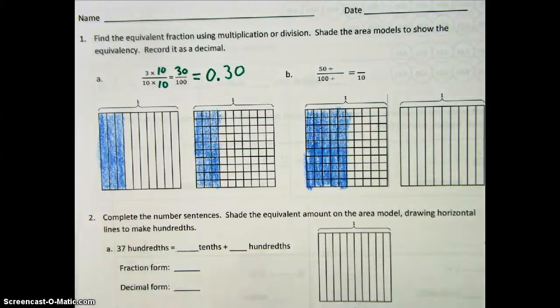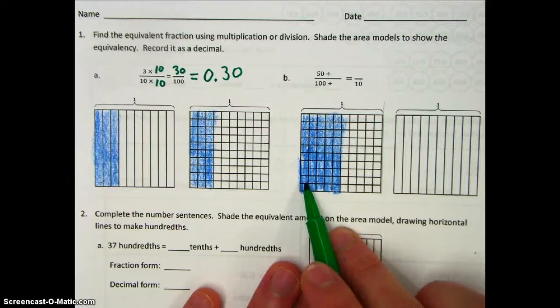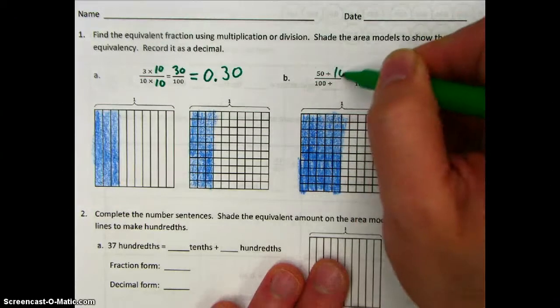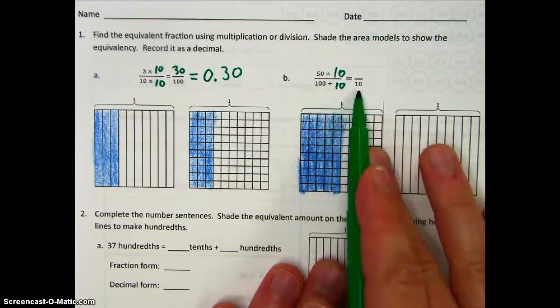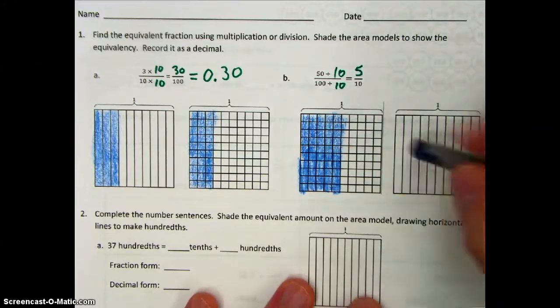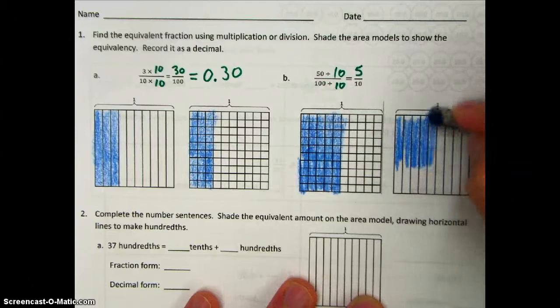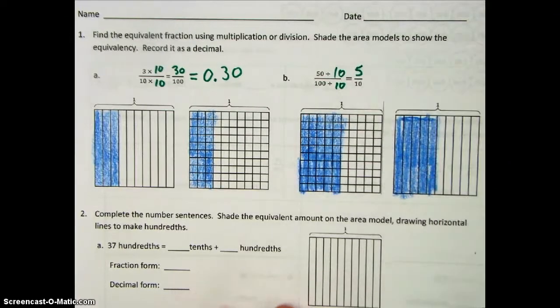Now what we're going to do is take each of those hundredths and convert them into tenths. Because we're making fewer sections, we're going to divide. So we're going to divide by 10 tenths. So 100 divided by 10 is 10, 50 divided by 10 is 5. Now we're going to shade in 5 tenths. And you can see that it looks like that.